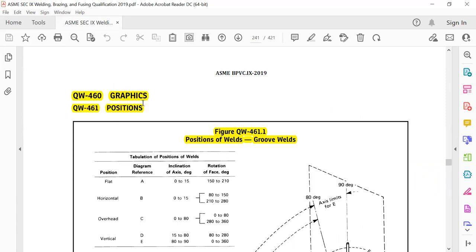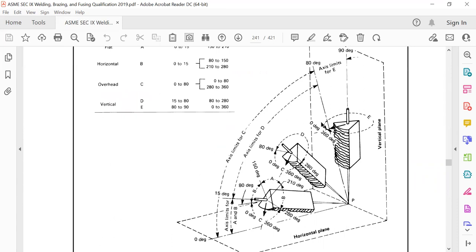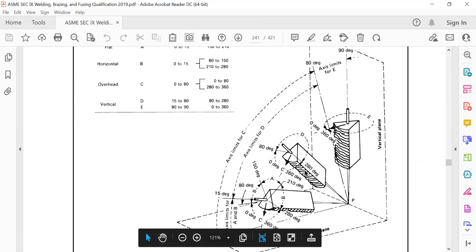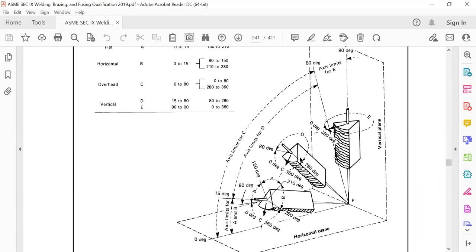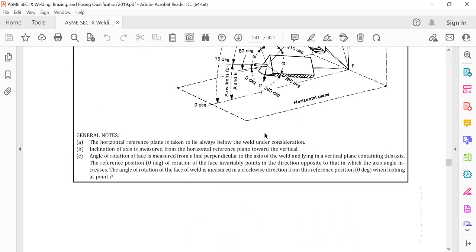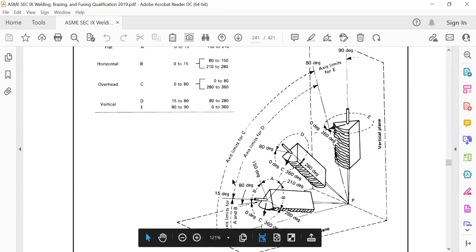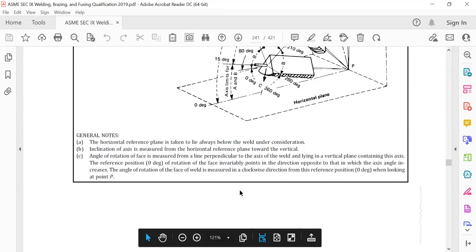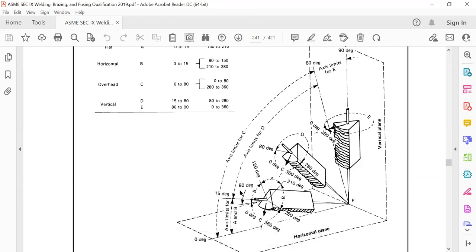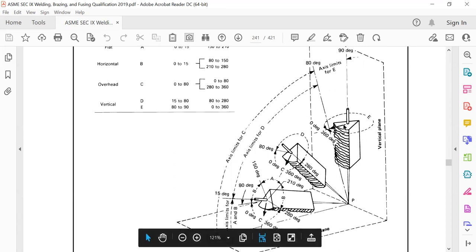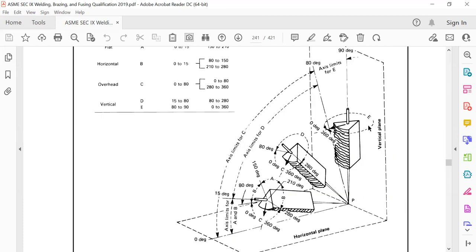So 460, 461, position 461, graphics 460, position of weld, screw weld. So vertical position. We are following this. So axis limits 15 degrees and rotate, on rotation how much degrees, that is given.